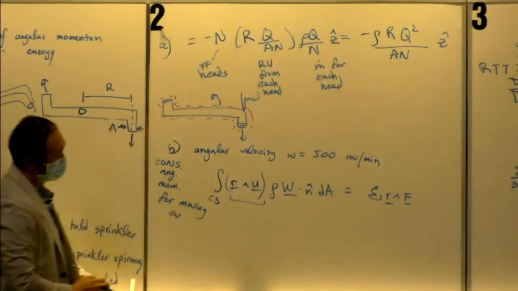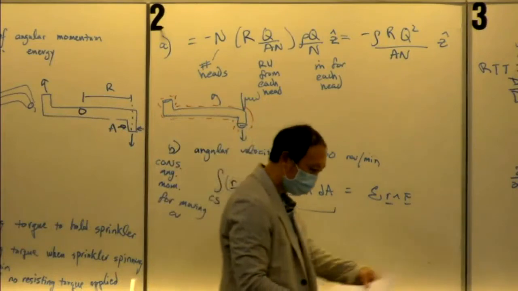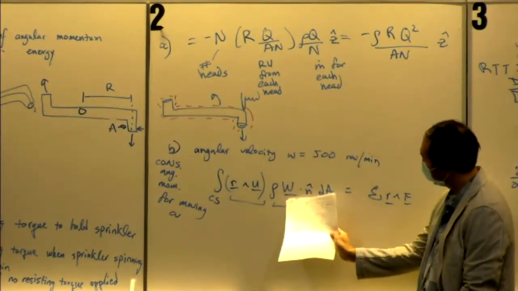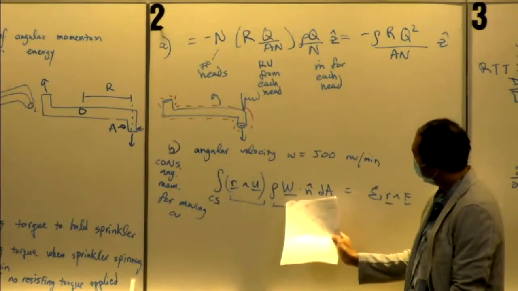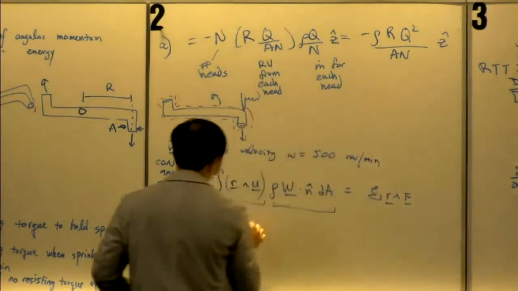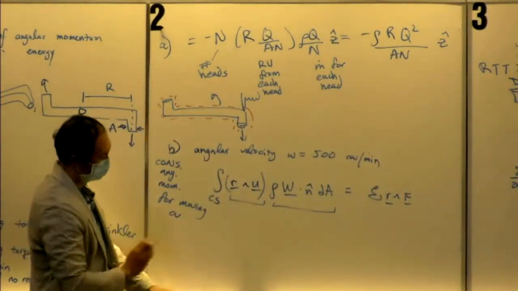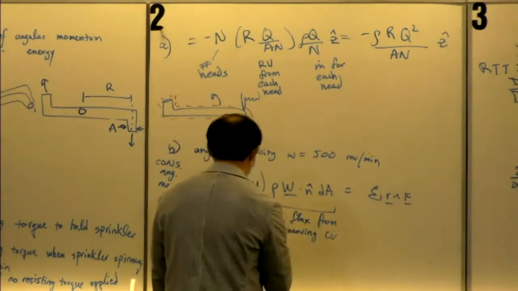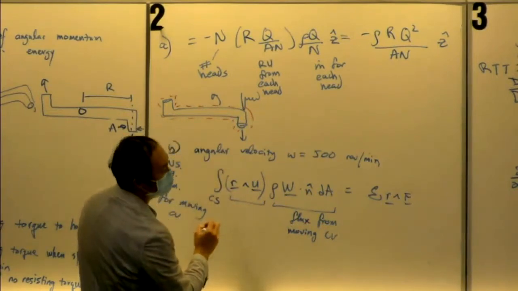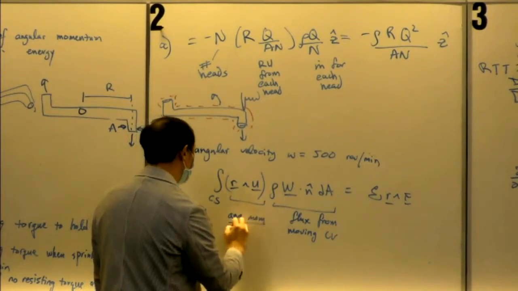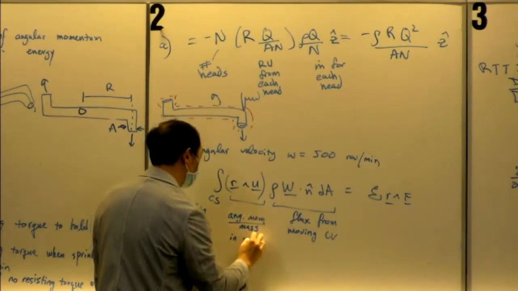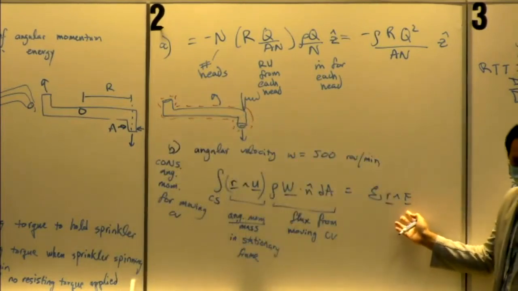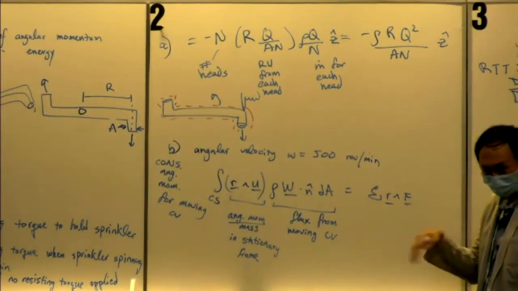Now this term is the same. But what has changed is that you have to keep track of two different things. One is the amount of stuff that's leaving the control volume. So you have to keep track of this W, which is the relative velocity leaving the control volume. But the torque that actually affects you is still given by the velocity in the non-moving frame. So this is the flux from the moving control volume, and this is the angular momentum per mass in the stationary frame. And the torque here is not the torque to keep it stationary, because it's no longer stationary, but the torque to keep it rotating at a steady speed.